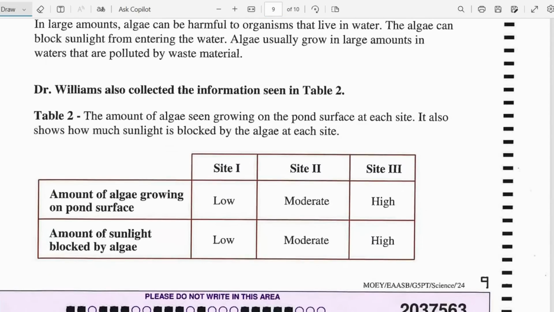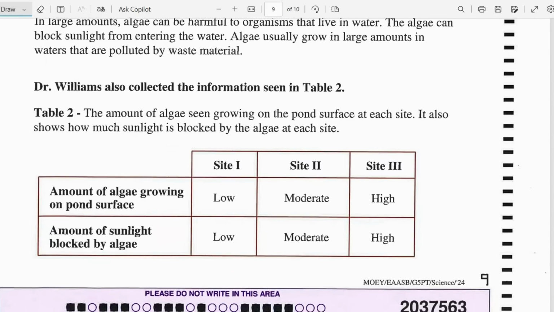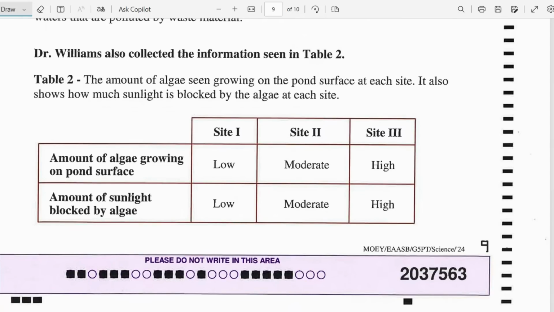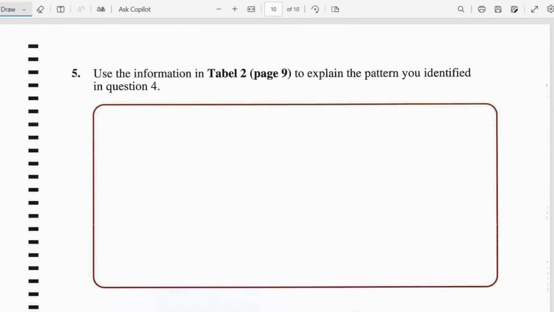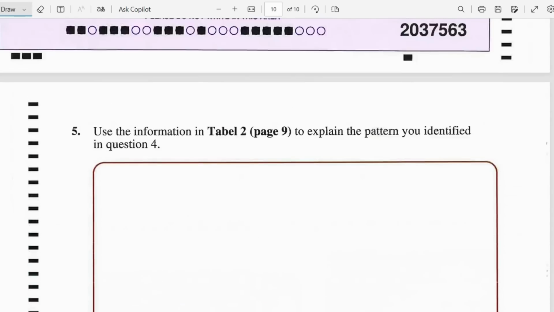Dr. Williams also collected the information as seen in the table, which is the amount of algae growing in the pond surface at each site. It also shows how much sunlight is blocked by the algae at each site. So the amount of algae growing in the pond is low for site 1, and also for the amount of sunlight blocked by the algae. And then for site 2, it's moderate, and then site 3, it is high. So now use the information in table 2 to explain the pattern you've identified in question 4.